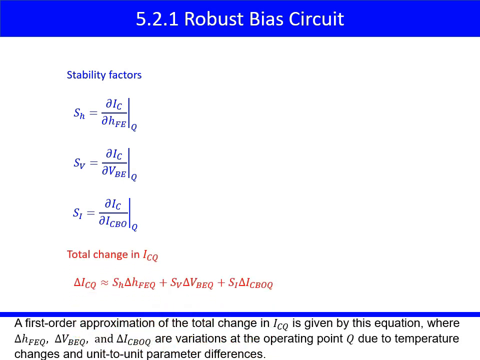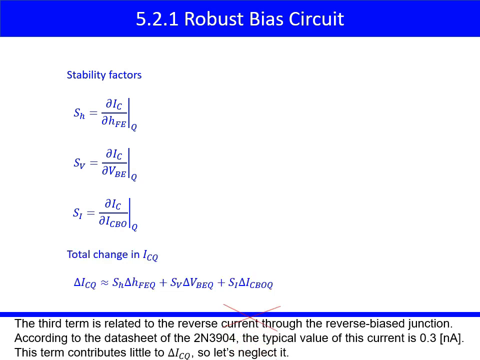A first-order approximation of the total change in ICQ is given by this equation, where delta hFEQ, delta VBEQ, and delta ICBOQ are variations at the operating point Q, due to temperature changes and unit-to-unit parameter differences. The third term is related to the reverse current through the reverse biased junction. According to the data sheet of the 2N3904, the typical value of this current is 0.3 nanoamps. This term contributes little to delta ICQ, so let's neglect it.